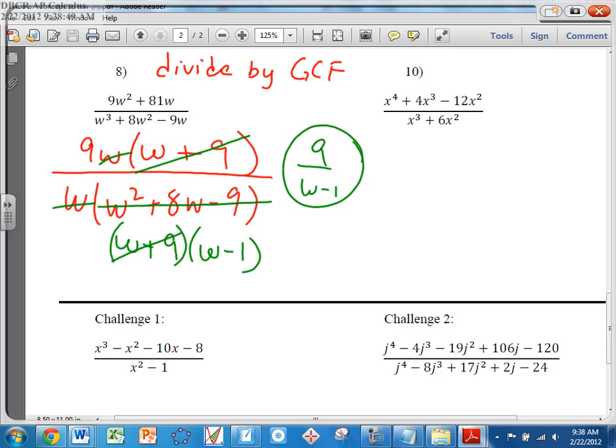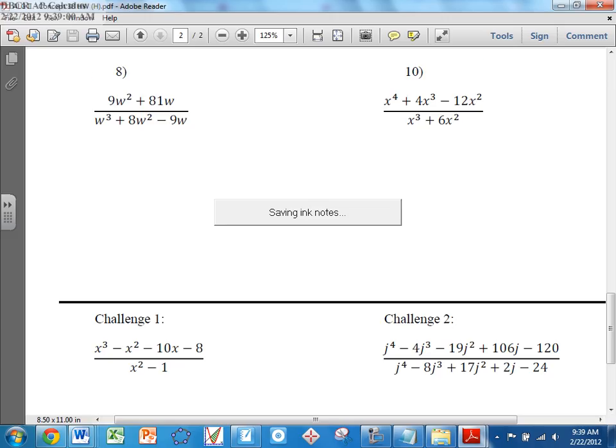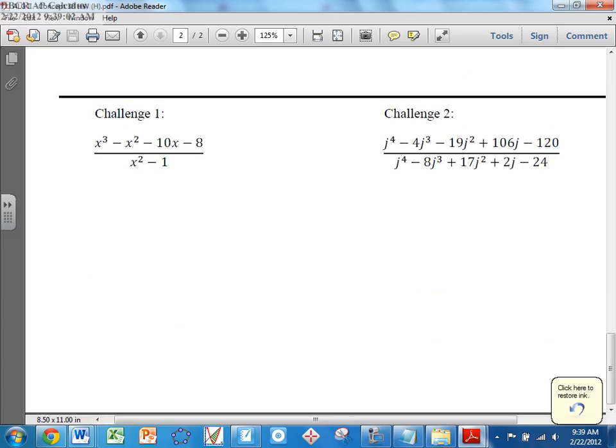I'm going to leave you number 10 just because it's very similar to number 8. You're going to factor something out. Okay? Be careful on number 10. Your factor that comes out might be a little larger. Quickly for the challenge. Challenge 1 was the easier one, obviously, just by looking at them right away.